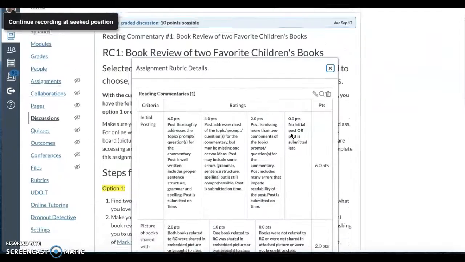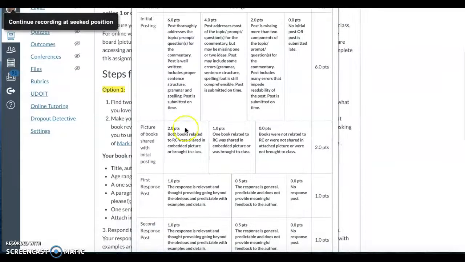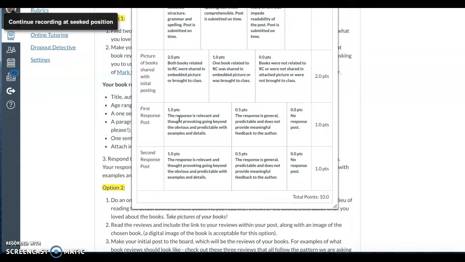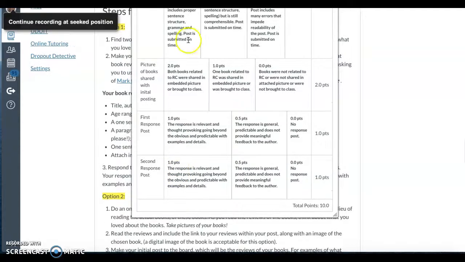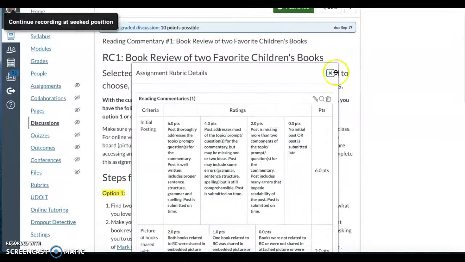Just a quick review of the rubric. These reading commentaries are worth 10 points. 6 points is for thoroughly addressing the topic. It's well written, includes proper sentence structure, grammar, and spelling, and it's submitted on time. You get 2 points for including a picture of each book, whether it be your books in hand or the online format. So you must include an attachment of a picture of each book. And then 2 points for the response posts. So responding to one peer is 1 point, and the second is a second point. If you do not submit pictures of your books and you do not respond to your peers, your maximum points earned will be 6 out of 10. So do make sure that you get those in.